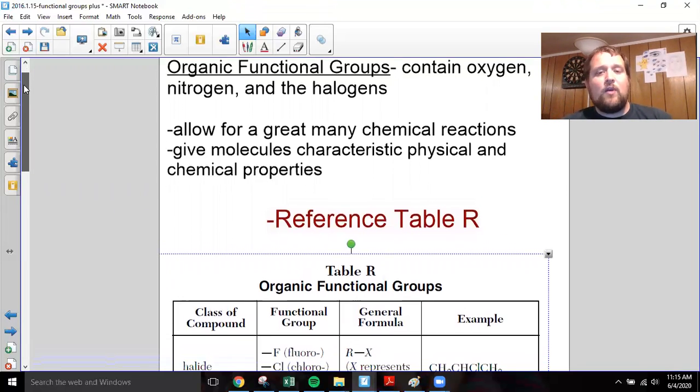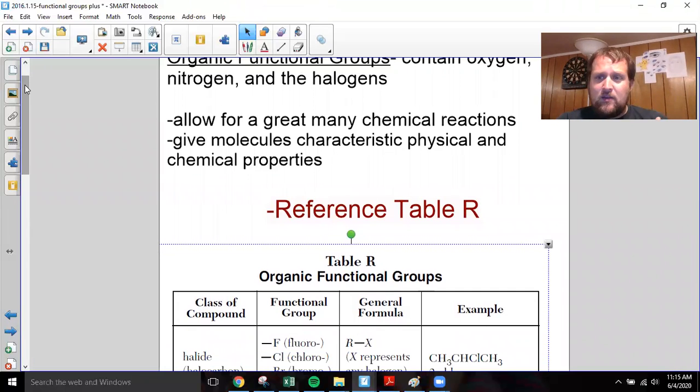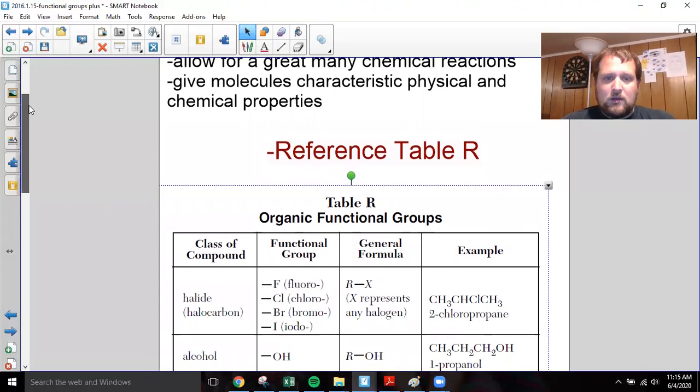So we're going to be using reference table R. We'll still use table P for the prefixes, but if we see an oxygen or a nitrogen or something, we're going to use table R, organic functional groups.